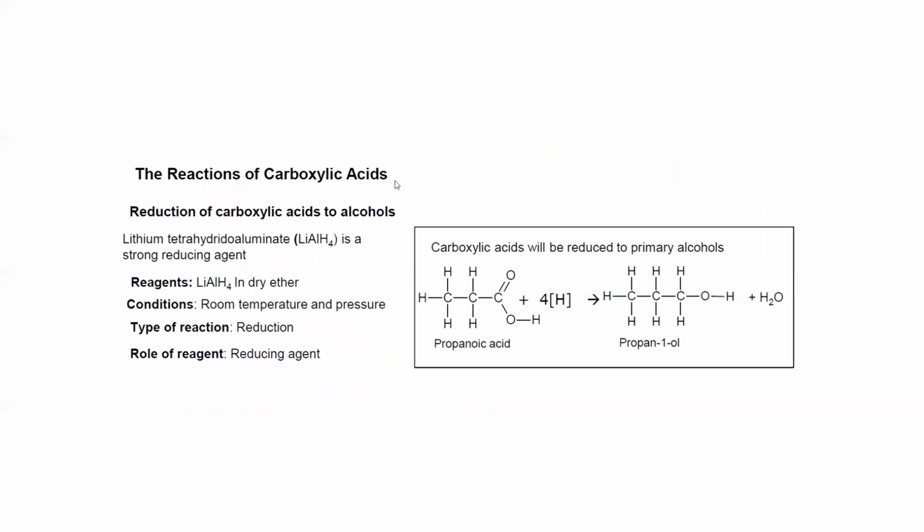Reactions of carboxylic acid, the reduction reaction. Carboxylic acid can be reduced to primary alcohol. The reaction condition is room temperature and pressure. We use lithium tetrahydridoaluminate, which will reduce this propanoic acid into propanol.